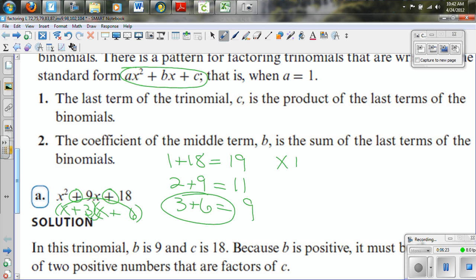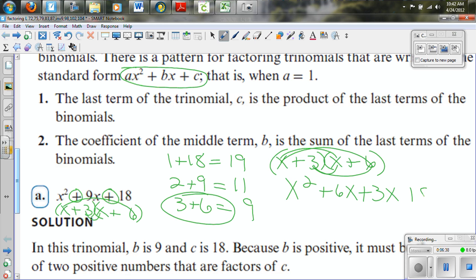So let's do it. x plus 3 times x plus 6. x times x is x squared. x times 6 is 6x. 3 times x is 3x. And 3 times 6 is 18. And does that give us x squared plus 9x plus 18? Yes, it does. So check these when you're done and make sure that they gave you the right terms there.